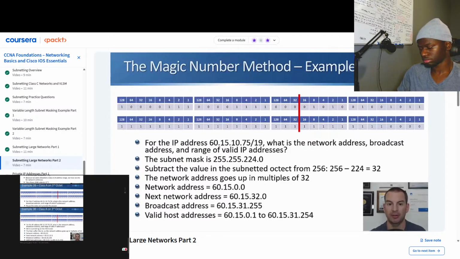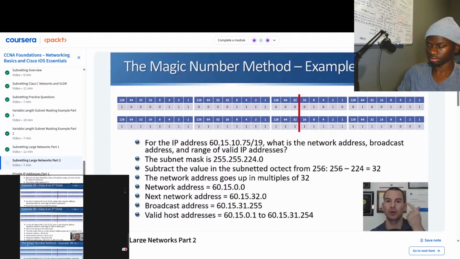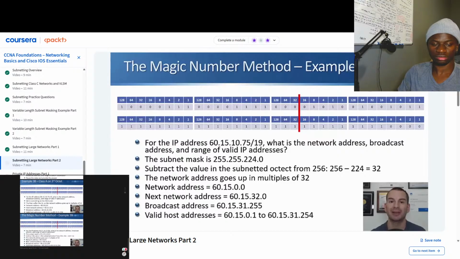We can use the magic number method for that example again. It was a /19, so that's 3 bits on the third octet, so that is 128, 192, and then 224. We subtract 224 from 256, which gives us 32, so that we know that the address block is going up in values of 32.